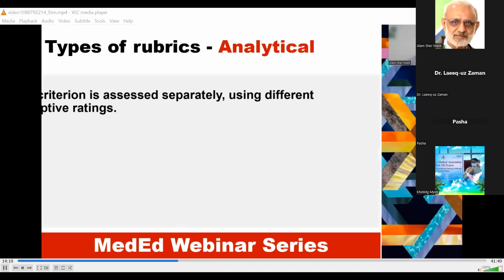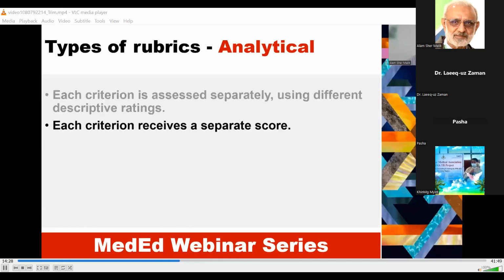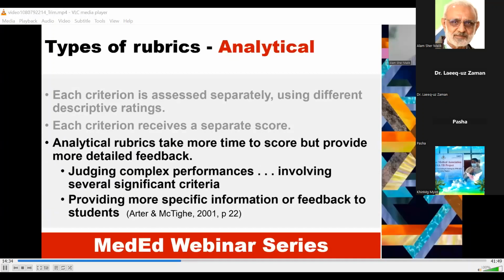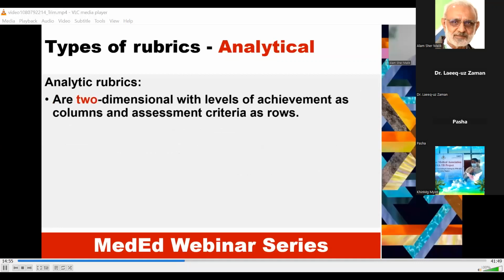The second type, analytical type, each criterion is assessed separately using different descriptive ratings. Each criterion receives a separate score. Analytic rubrics take more time to score but provide more detailed feedback. They are used for judging complex performances involving several significant criteria, providing more specific information for feedback to students. Analytic rubrics are two-dimensional with levels of achievement as columns and assessment criteria as rows.